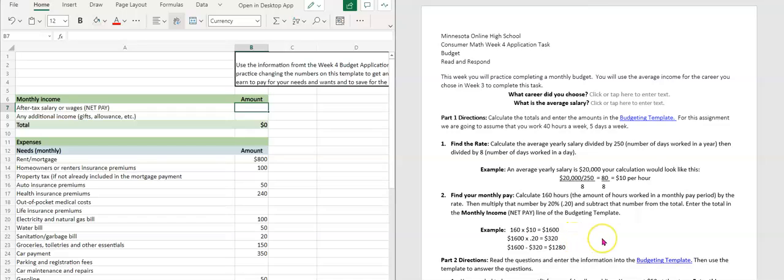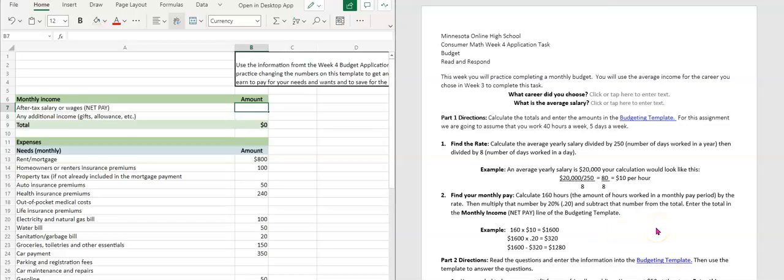So this is the example. I'm still going off of the salary that I used for week 3, just for clarity and to not confuse you. So these are my numbers, not yours. Yours will be different. So I did 160 times $10, and that gave me 1,600. And then I did 1,600 times 20%, or 0.20, and that was $320. And then 1,600 minus 320 equals 1,280. This number, the 20%, is usually your basic deductions that you have from your pay. So this is just an estimate of what my monthly net pay would be.